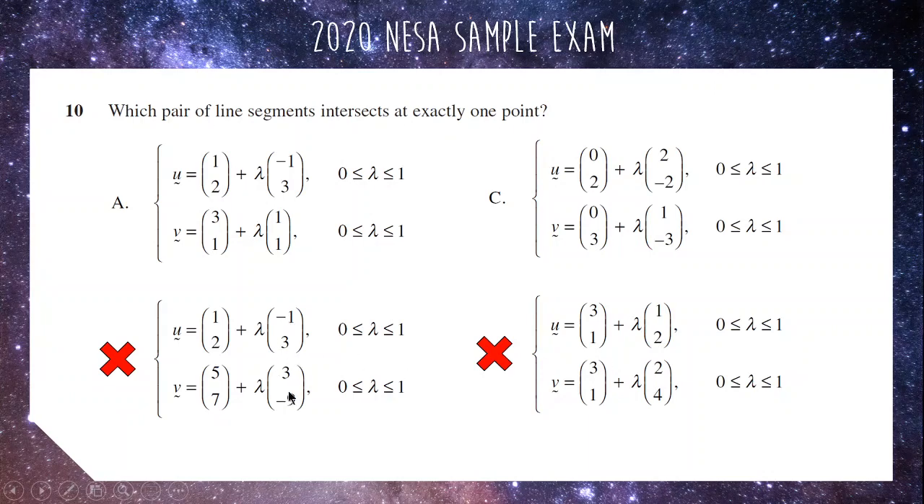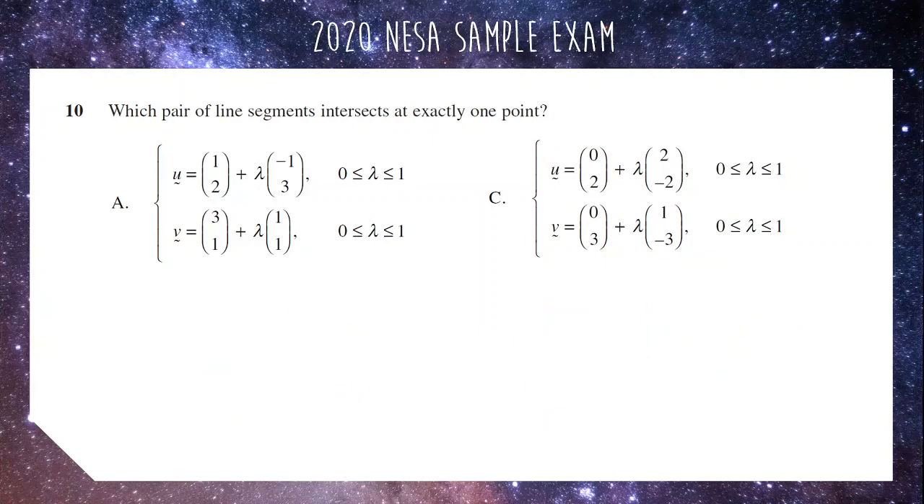Same for this one. These two direction vectors, if you take this one and multiply it by -3, you get this one. So they are scalar multiples. So these are both pairs of parallel line segments, so they're never going to cross. So we're going to get rid of those two. We just have to figure out if it's A or C.